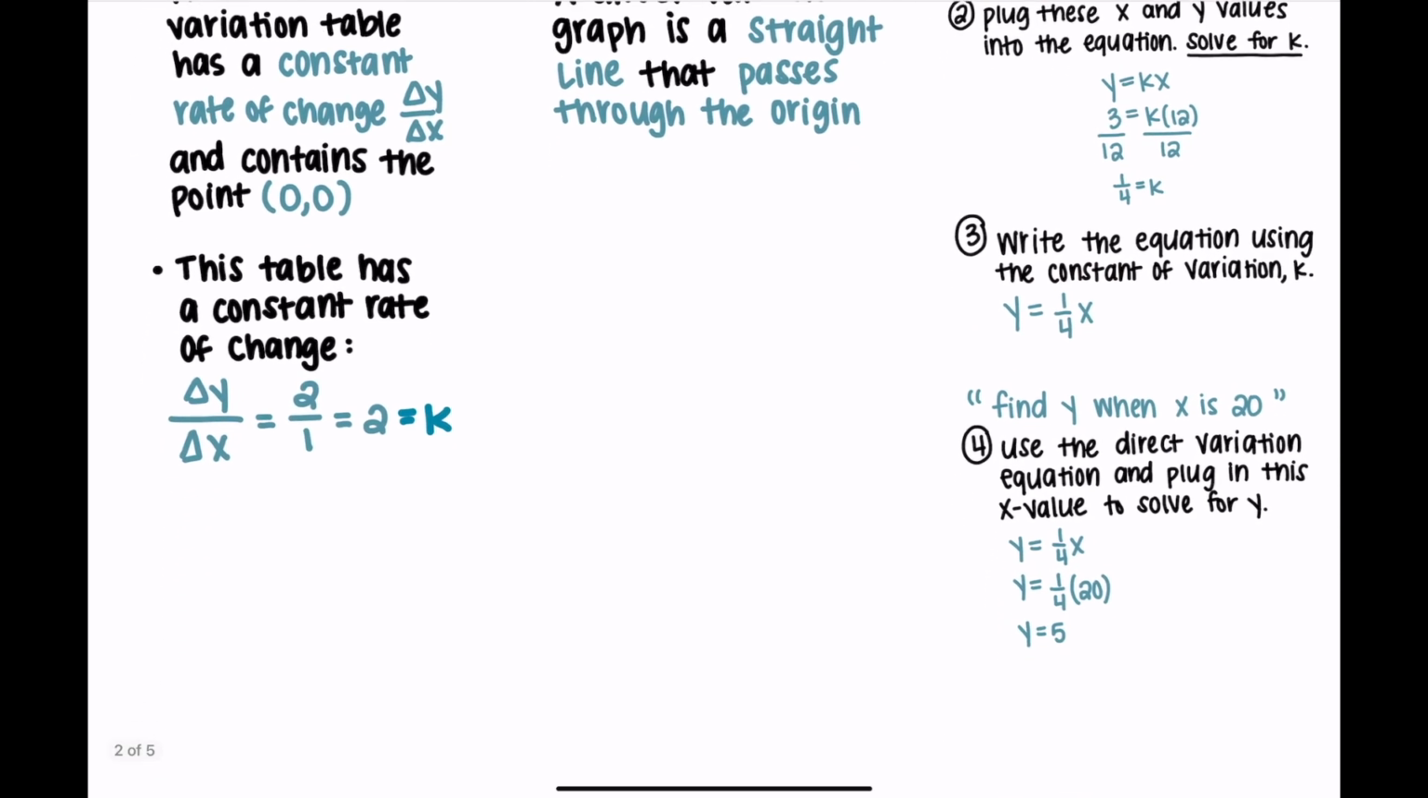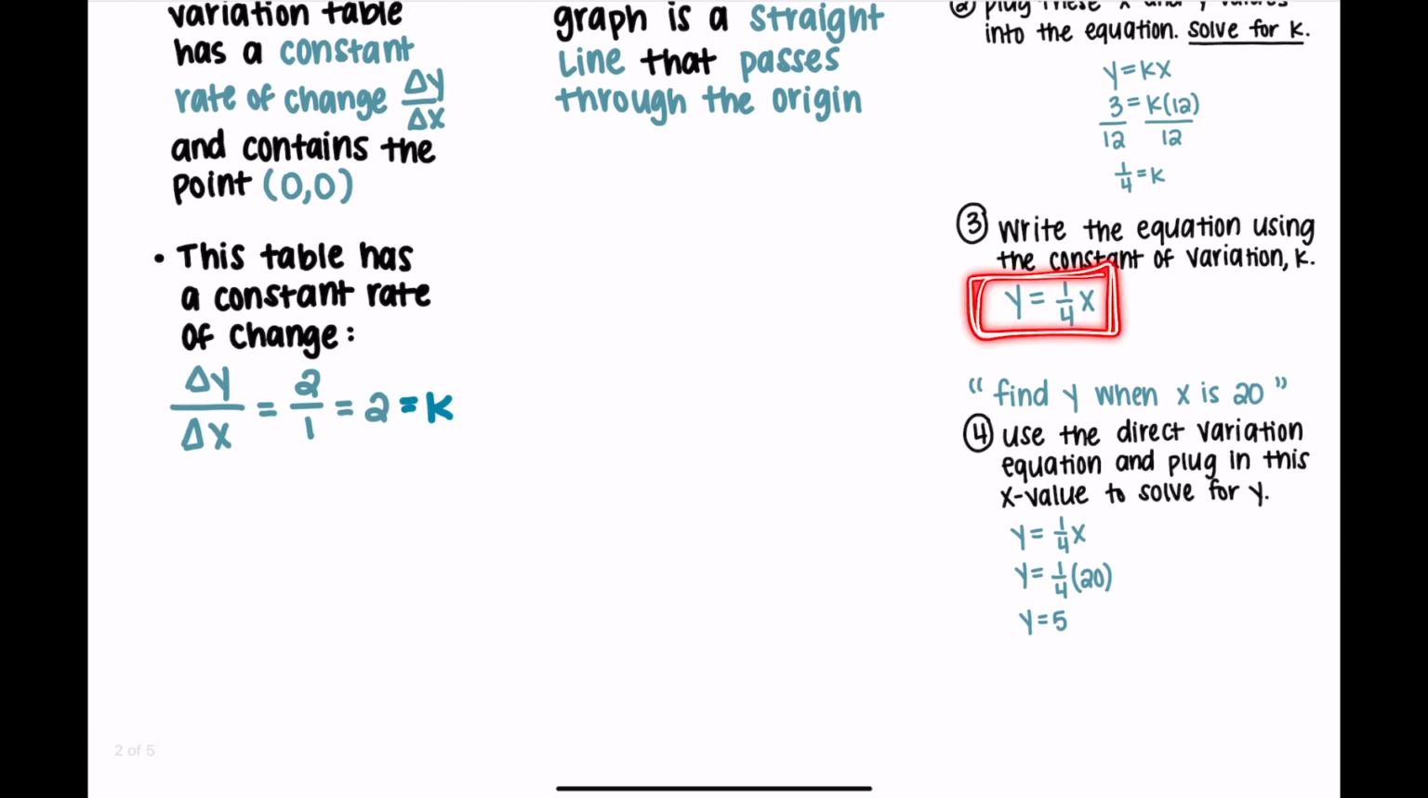Okay, so now we have this relationship, this direct variation function, and we are asked to find Y when X is 20. So same situation. If we know that this is our equation, we're going to plug in 20 for X and solve for Y. So 1/4 times 20, or 1 times 20 over 4, is 20 over 4, which is 5. So that's your basic setup of every direct variation word problem.